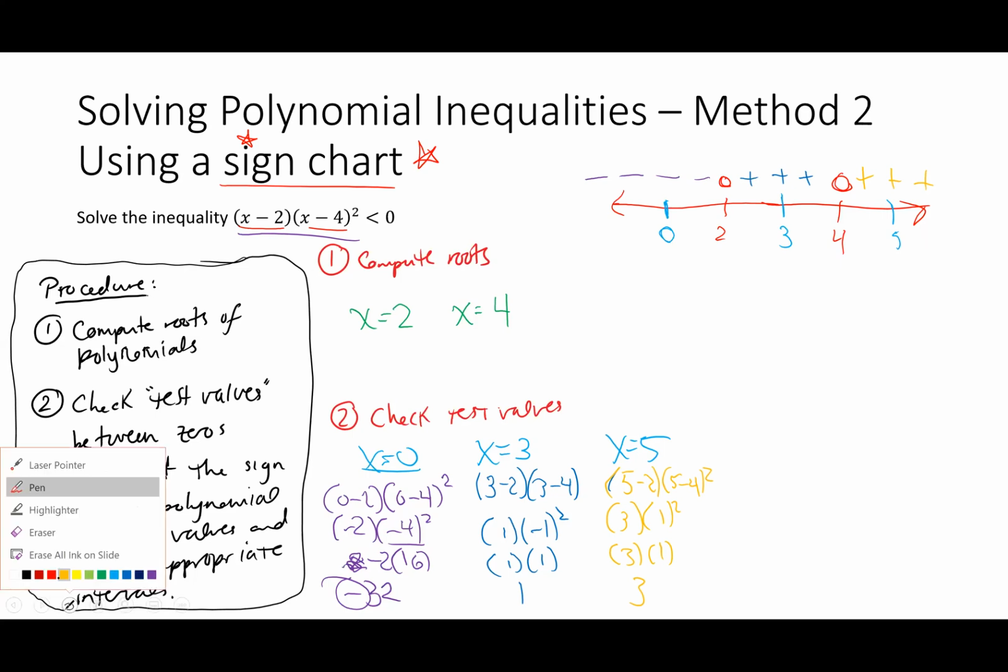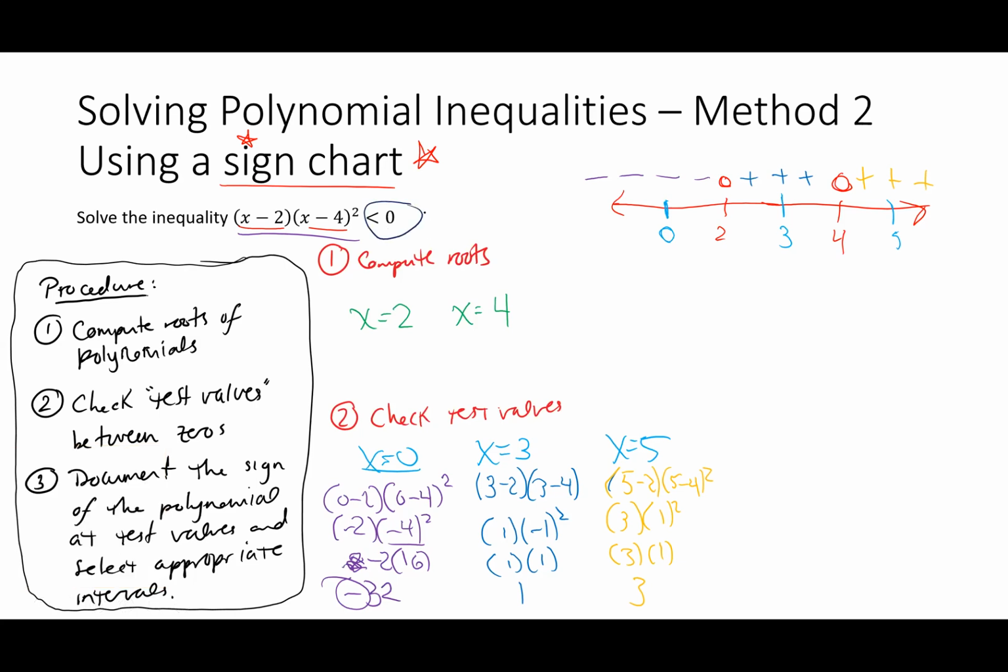So now keep in mind, what I really want here are the intervals where I'm negative. So where am I negative? I'm negative in this space here. So we also did step 3 here, where we documented the sign. And now we select the appropriate intervals. Well, that's going to be from negative infinity to 2.